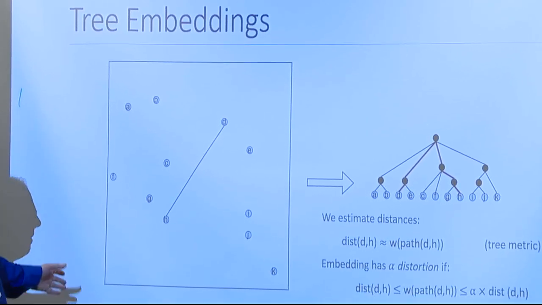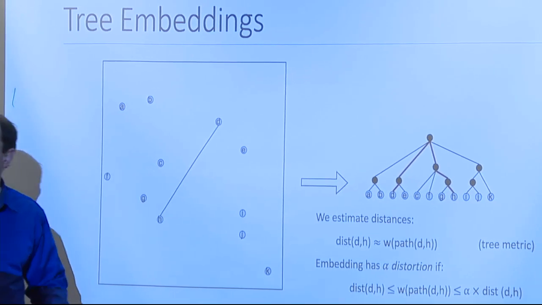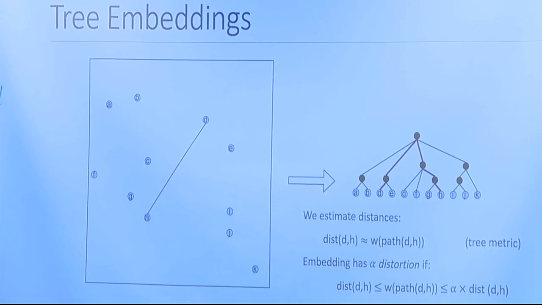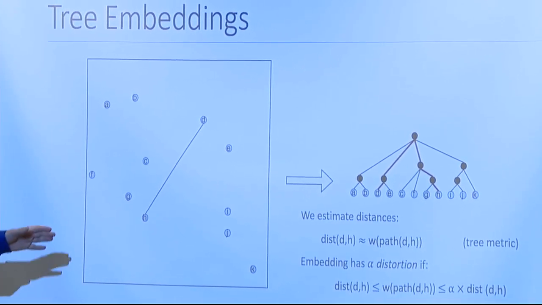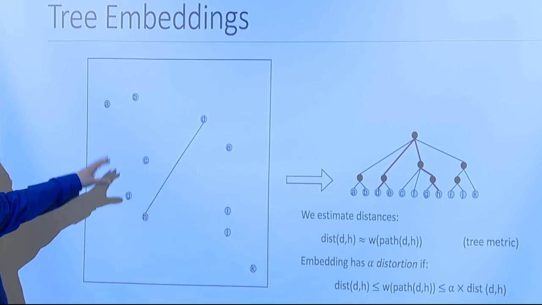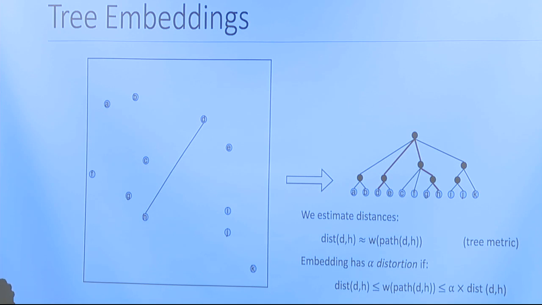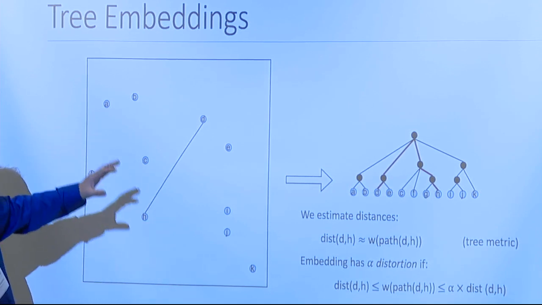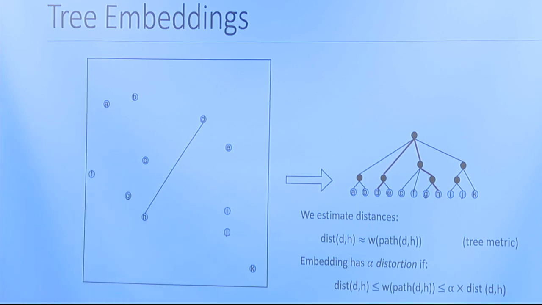And the distortion, of course, we can assume that this is a non-contracting embedding, and then the maximum distance here over the distance here would be the distortion. So we are assuming they are non-contracting, meaning that all the distances should go up. And we know that embedding into one tree is not possible, because if you consider a single cycle, you cannot embed it into a tree and get a distortion of one.